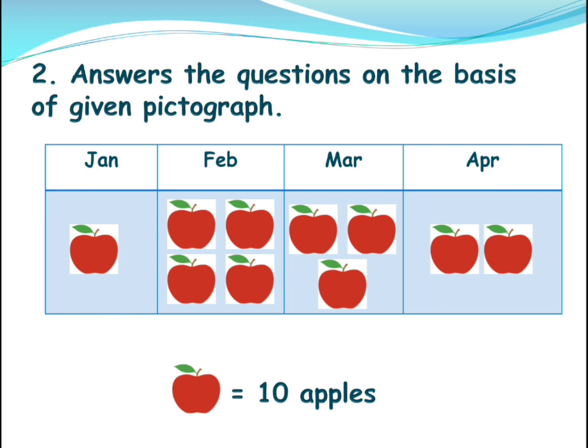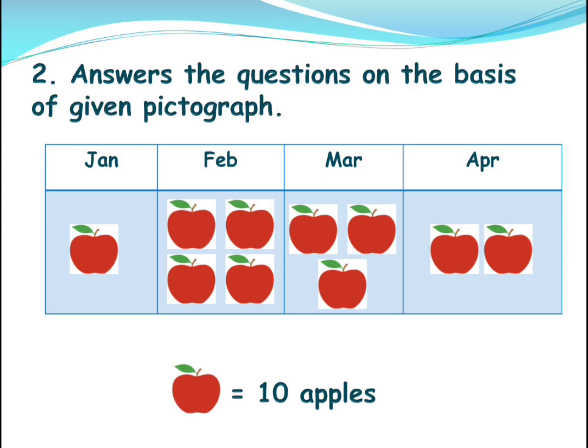So here they have given the pictograph, and from that they have given some questions which you need to answer. Think that these apples are sold in these months respectively. That means in January they sold 10 apples, in February they sold 40 apples, in March they sold 30 apples, and in April they sold only 20 apples. Now let's see the questions. How will the questions be? In which month were the apples sold very less? That is, in the month of January there are only 10 apples, isn't it, children?